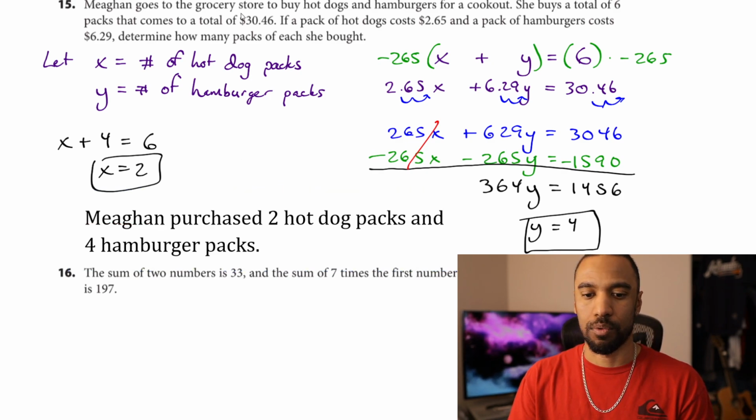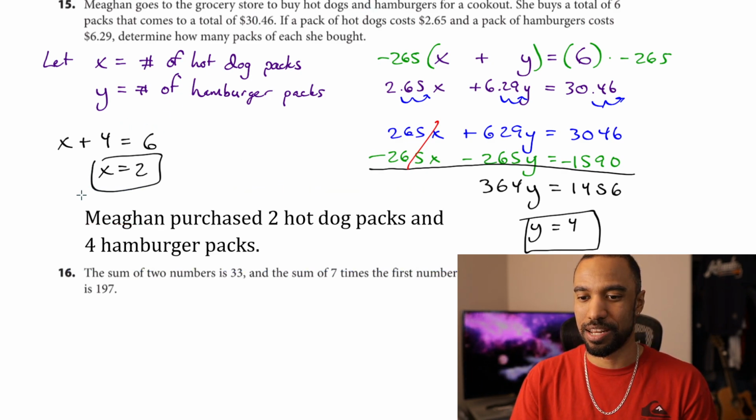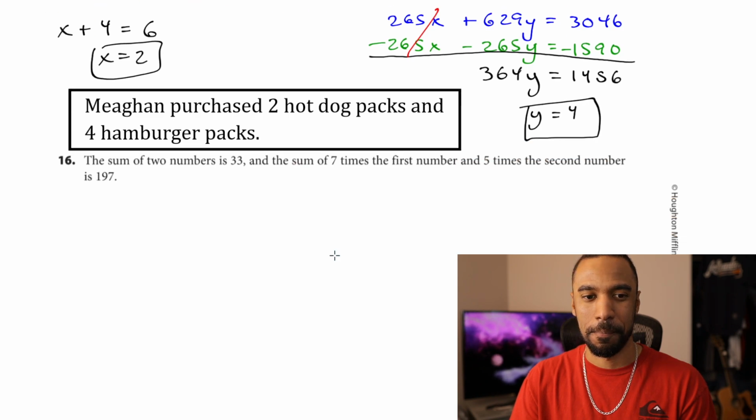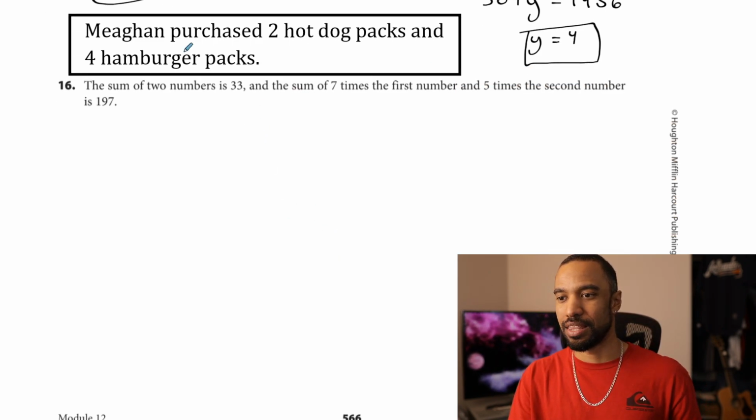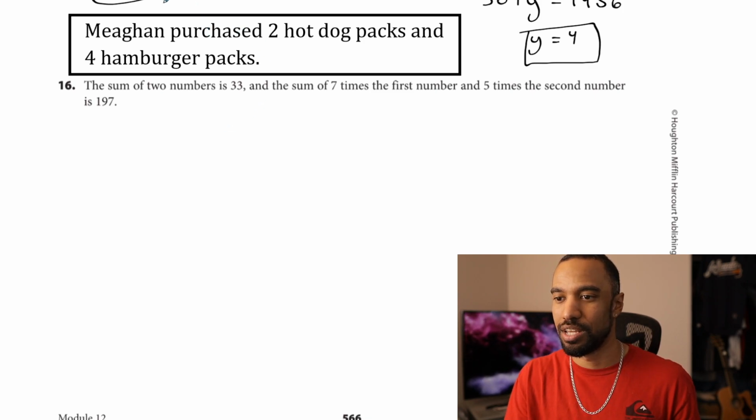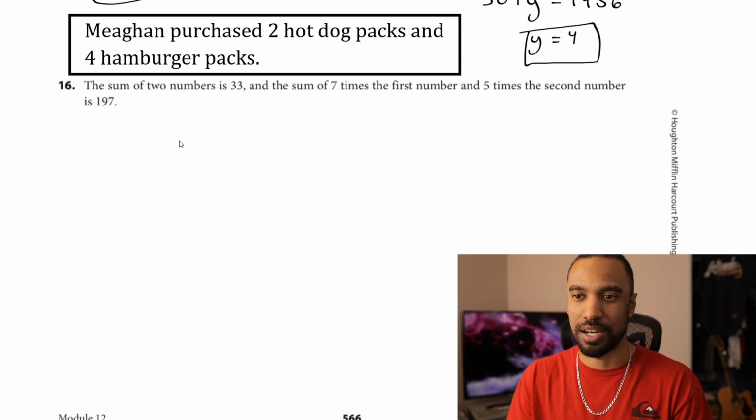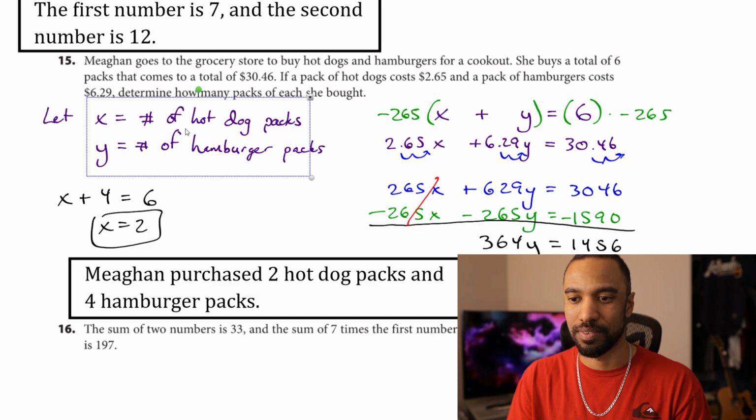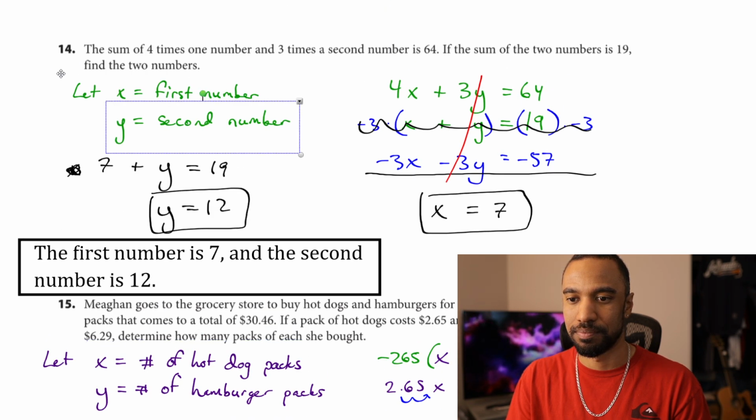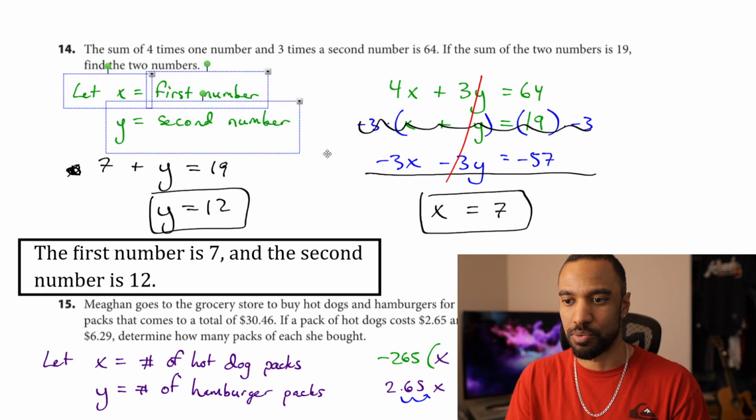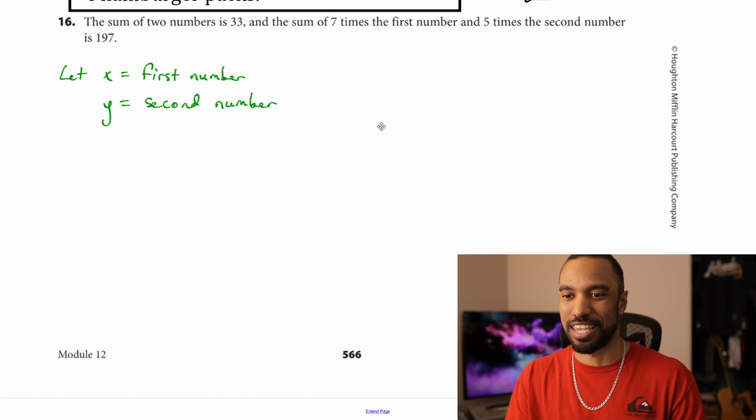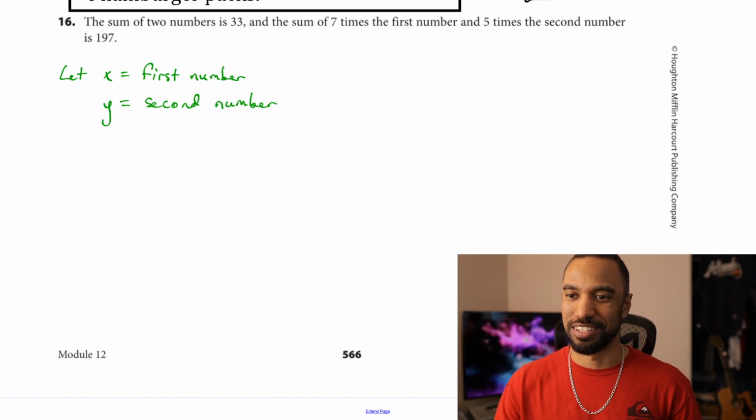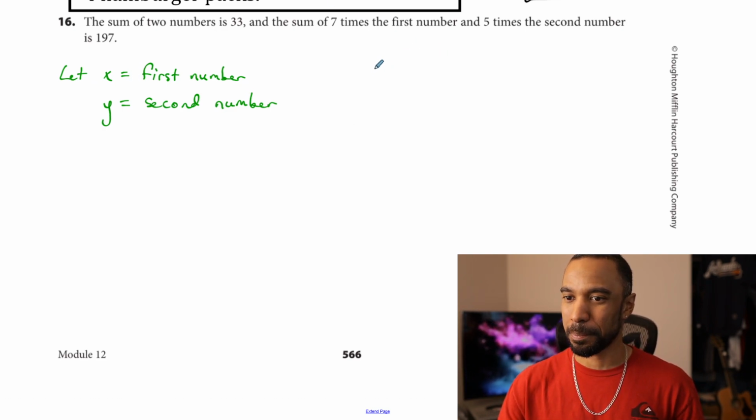Okay, all right, one more problem. Less than 2 minutes if I want to get it within an hour here. Number 16: the sum of two numbers is 33, and the sum of 7 times the first number and 5 times the second number is 197. Oh, I don't think I'll finish in that time, but I want to, because there's some math to be had here. Maybe some numbers to reduce. Copy, paste. First number, second number. Let's see if I can get it done in that time.